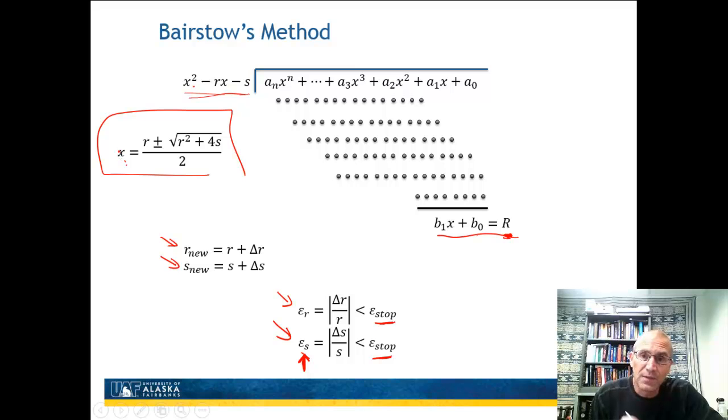And now it's been effectively deflated at the same time. So now I'm going to have a new polynomial and I can go through. So you're finding two roots at a time.